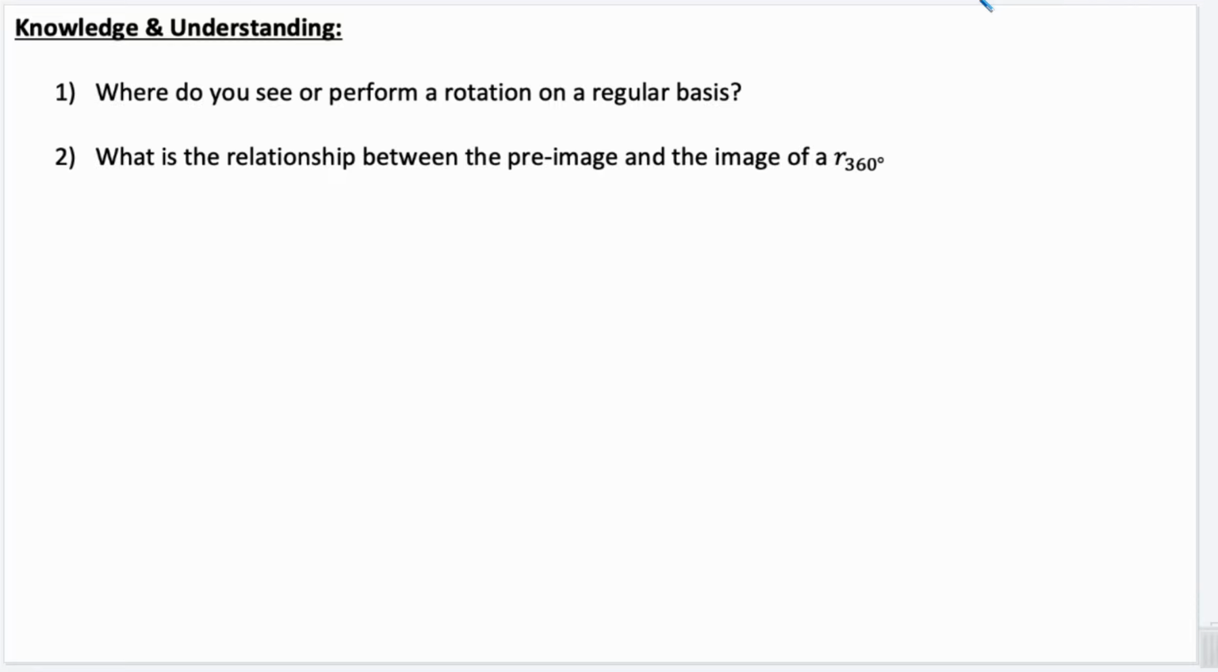Where do you see or perform a rotation on a regular basis? There are lots of places that happens. If you are turning a doorknob, if you spin around in front of the mirror. And again, rotation does not mean that it has to be that full circle either. What is the relationship between a pre-image and the image of a rotation of 360 degrees? They're the same thing. So if you start with this lovely little thing, maybe, and then I decide to spin it 360 degrees, it looks the exact same thing.